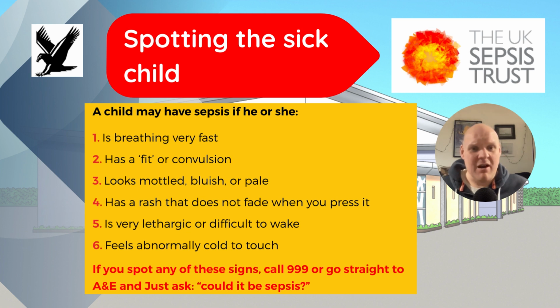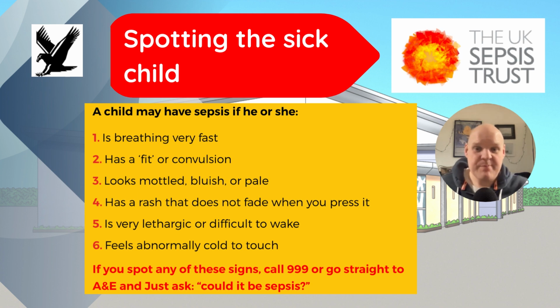It's difficult, though, to pick up who's a sick child or not. So this is some really good guidance from the UK Sepsis Trust, things to look out for in children. That's really looking at how they are. Are they breathing really fast? Have they had a fit or a convulsion? Or do they look mottled, bluish or pale? There may be a rash that, when you use a glass on it, doesn't fade away. They may be more lethargic or difficult to wake up, and feel abnormally cold to touch.